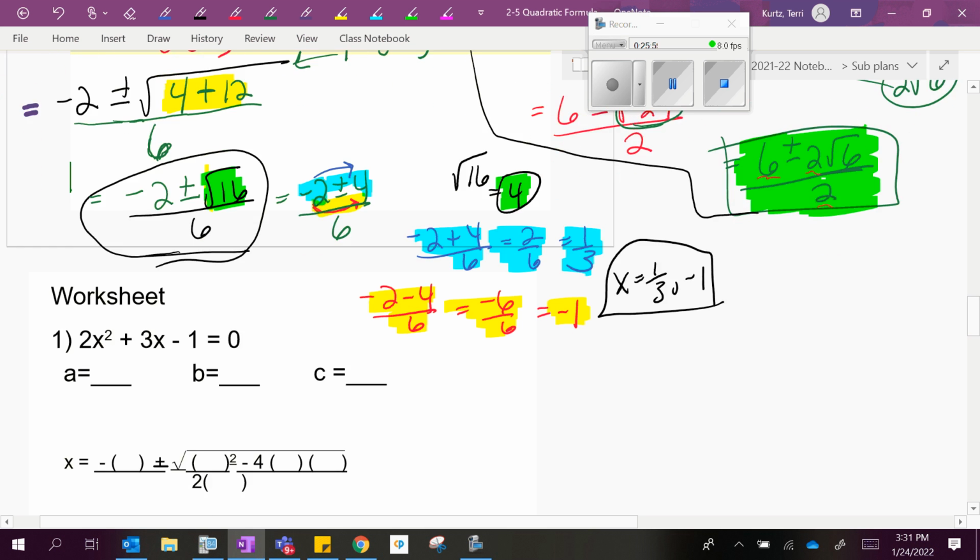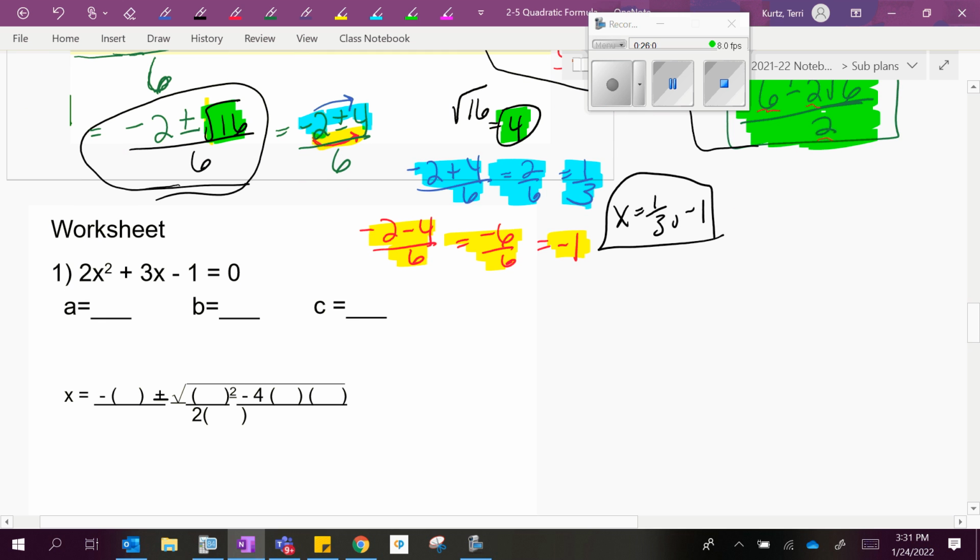But what I want you guys to do now is work on the worksheet. I just want to show you, this is just an example. Your worksheet, the first couple problems on each side of your worksheet kind of guide you through it. Like it gives you the places to mark what A, B, and C is, and it even sets up your formula for you, like negative B over, and then you have to just fill in the values.